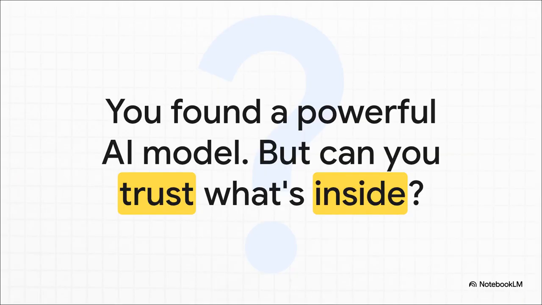Okay, so picture this. You're a developer, maybe a researcher, or you're just curious about AI. You find this model on a place like the Hugging Face Hub, and it looks amazing, super powerful. But how do you really know what it's made of? Can you actually trust what's inside? If you don't have those answers, you're kind of flying blind. And honestly, that's a risk you just can't afford to take.